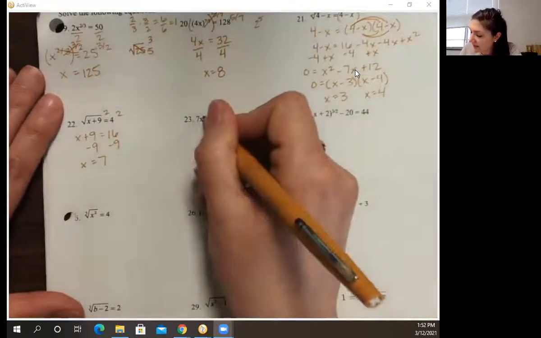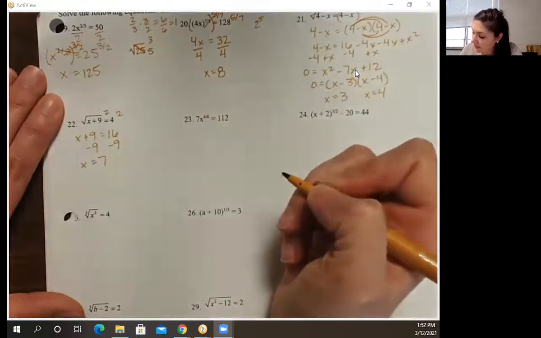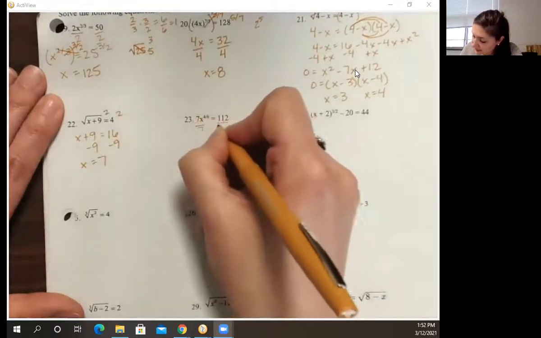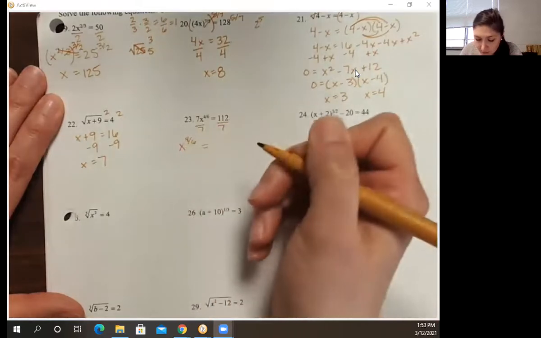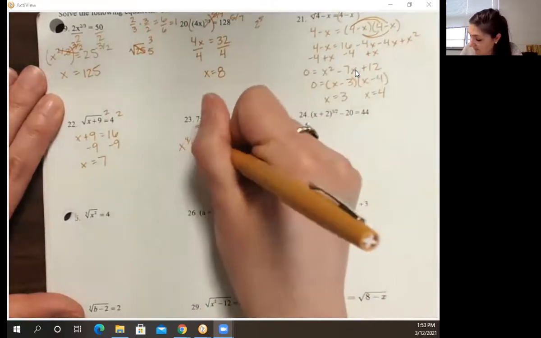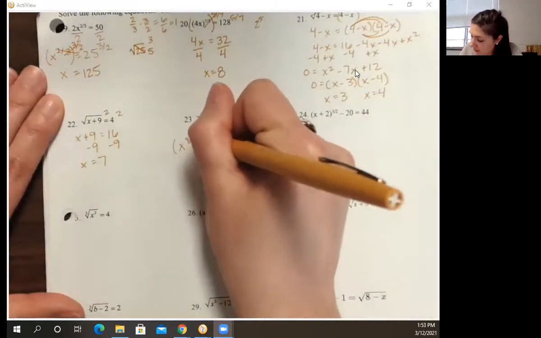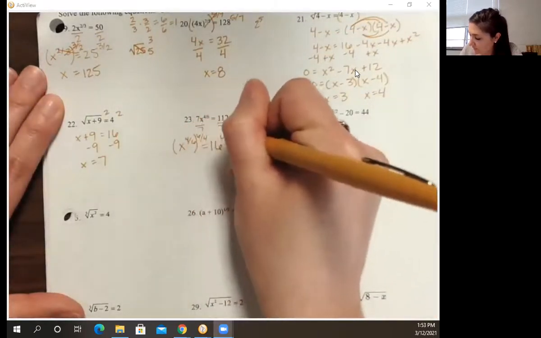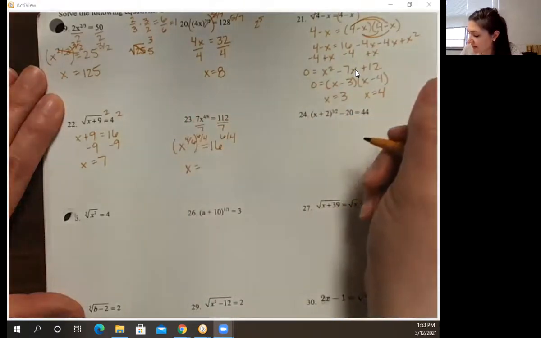Number 23, I've got an exponent again. I'm going to go ahead and get the thing with the exponent by itself. So that means I need to divide both sides by 7. So I have x to the 4/6 equals 112 divided by 7 would be 16. Now I'm going to take a reciprocal power on both sides, 6/4. So I'm left with just x on the left-hand side.